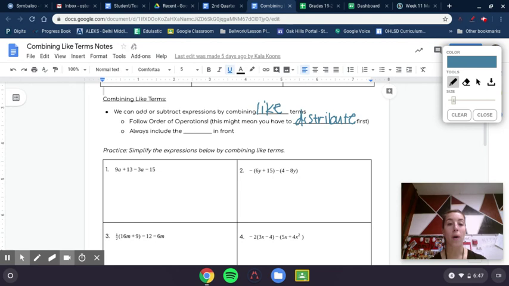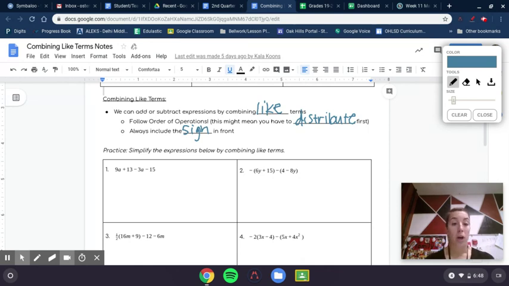Okay, and always include the sign in front if you're not going to change it to an addition problem. So always include the sign in front. And remember, sometimes mathematicians can be really lazy and they'll just put the sign, and that just really means -1 if it's in front of the parentheses. And I'll show you what I mean here in a second too. Okay, so we're going to simplify the expressions below.